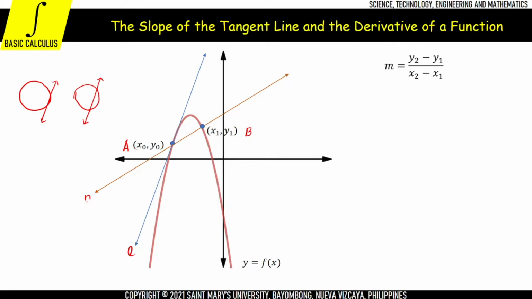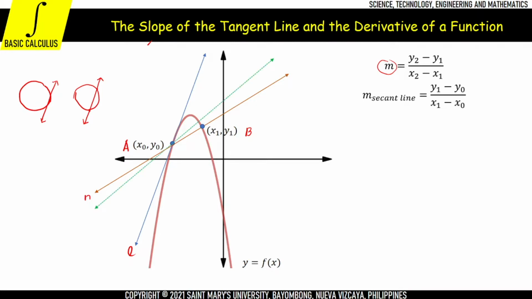Another thing that we have to recall is the concept of slope. In algebra, when we say slope, that is represented by the symbol m and solved by y sub 2 minus y sub 1 all over x sub 2 minus x sub 1. Adapting this same formula, we can say that the slope of the secant line will be equal to, correspondingly, y sub 1 minus y sub 0 all over x sub 1 minus x sub 0. Again, x sub 1 and y sub 1 is the coordinate of B, and x sub 0 and y sub 0 is the coordinate of A.